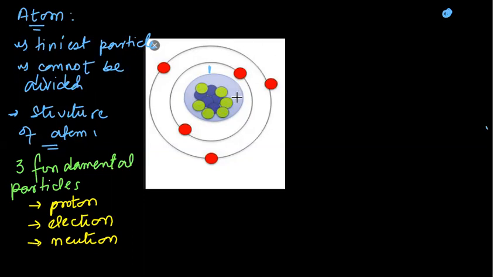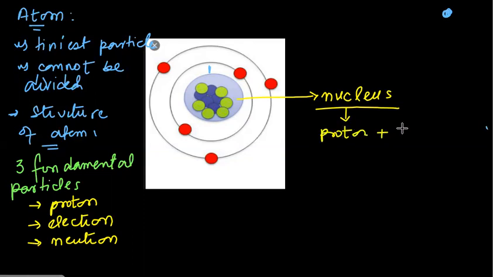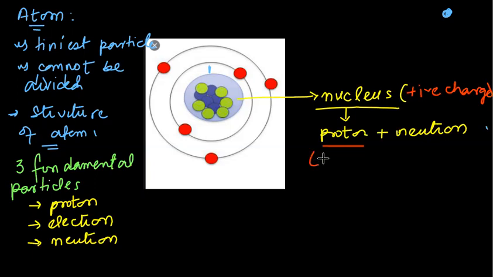Okay, you can see a diagram over here. In this diagram, this part is the nucleus. This nucleus of an atom is made up of proton and neutron. It has positive charge over it. Why does it have positive charge? Because the proton has positive charge. The protons are the positively charged particles, and the neutrons are the neutral particles. And due to the presence of these positively charged particles, there is an overall positive charge over the nucleus.